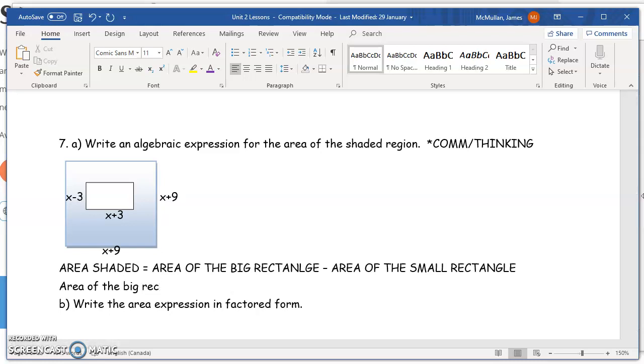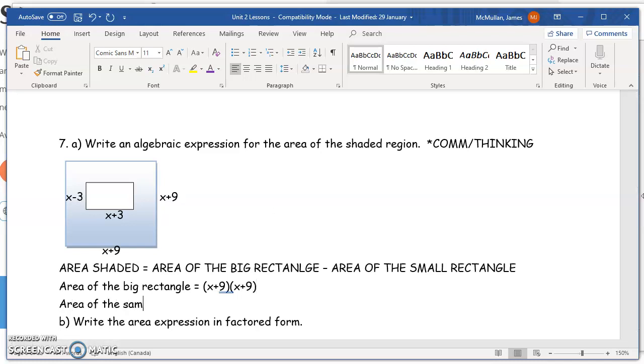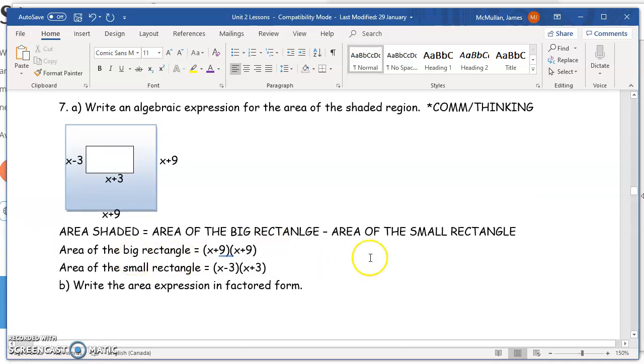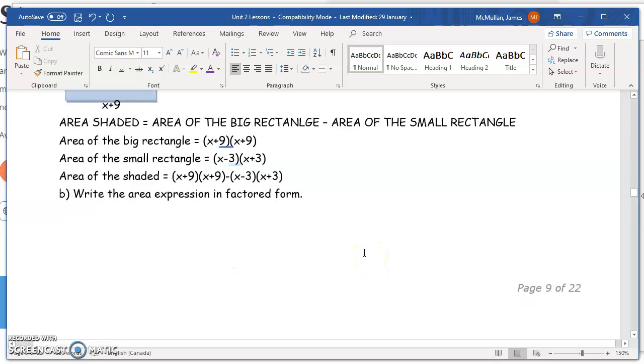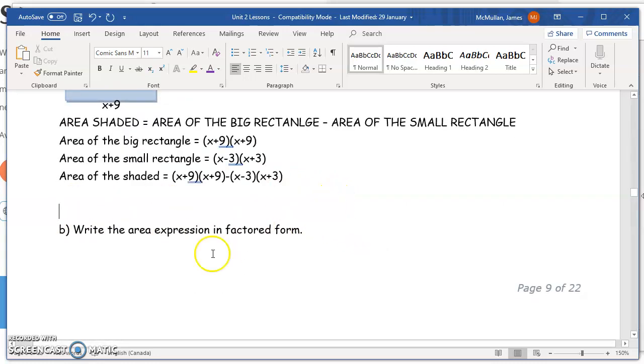So the area of the big rectangle, which actually when we look at it is a square, equals x plus 9, that would be its length, and then another x plus 9, that would be its width, right? The area of the small rectangle is equal to x minus 3 times x plus 3, right? Now the area of the shaded region would be x plus 9 times another x plus 9 minus x minus 3 times x plus 3.